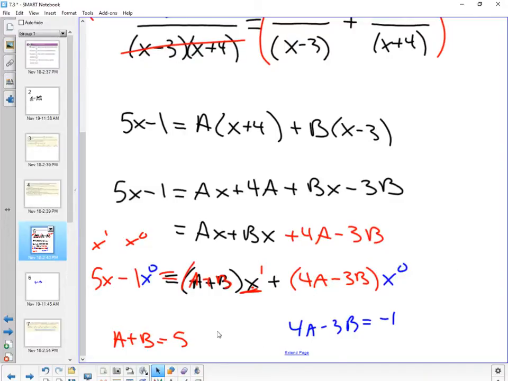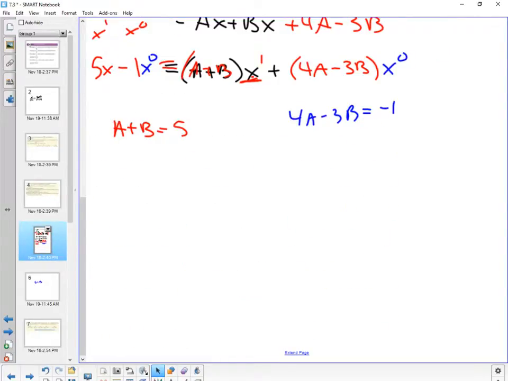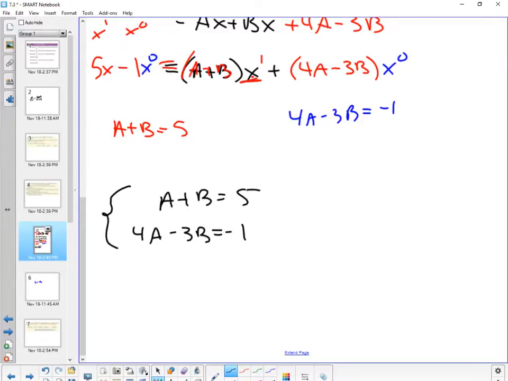All right, so here's the deal. I can't solve this red equation because it has two variables. I can't solve that equation either because it has two variables. But remember I said if I did have two variables, how many equations would I need? Two. And I do. I've got a plus b equals 5 and 4a minus 3b equals -1. What have I just created? A system I can solve.